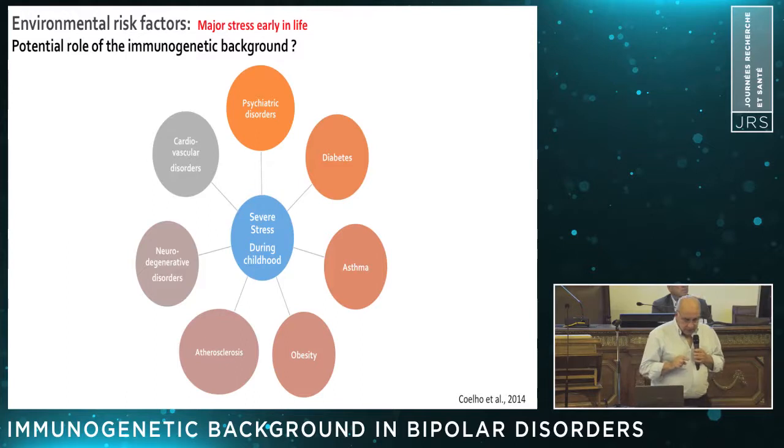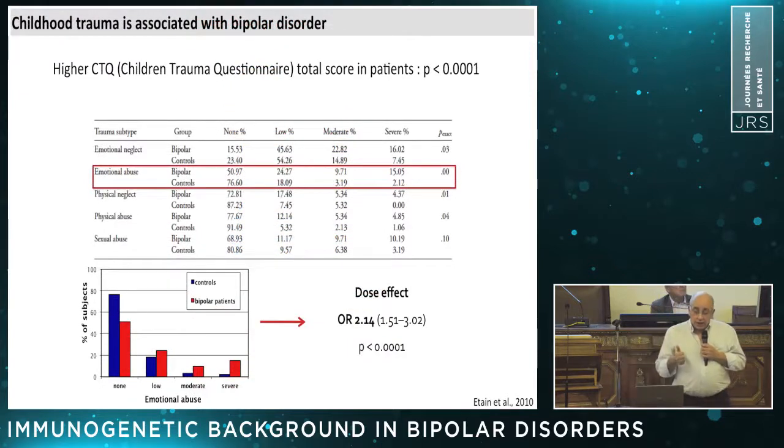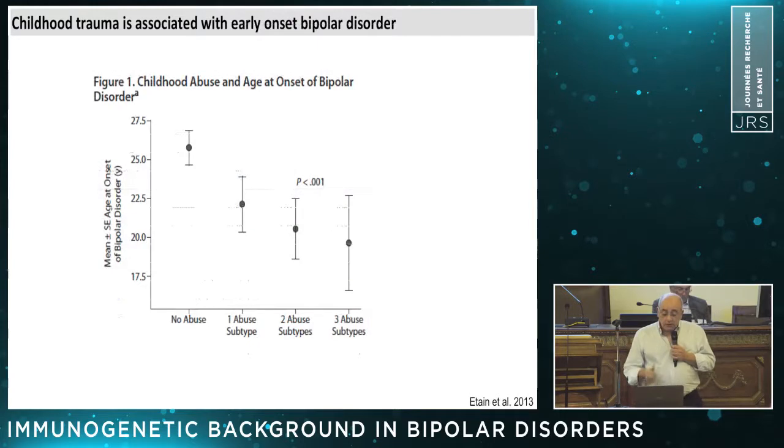The second type of environmental risk factor we analyzed is early and severe stress. It is well admitted that severe and early stress during childhood is further related with an increase of a lot of metabolic disorders and a lot of disorders, including psychiatric disorders. I don't have the slide here, but stress is also mediated by a pro-inflammatory process. So first, in our group, we demonstrated that childhood trauma is associated with bipolar disorder. Then, we also know that childhood trauma is associated with early onset bipolar disorder.